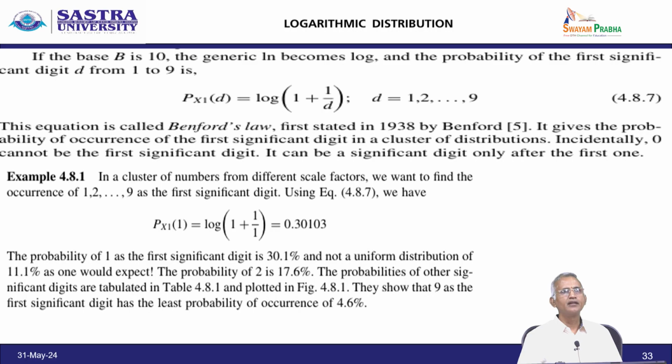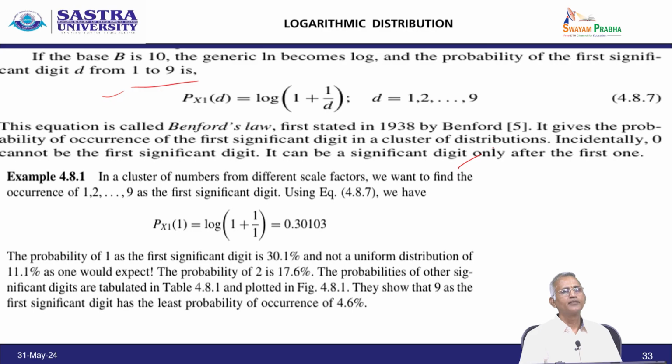If the base b is 10, the generic ln becomes log, and the probability of the first significant digit d from 0 to 9 is p of x1 of d equal to log of 1 plus 1 by d, where d equals 1 to 9. This equation is called Benford's law, stated in 1938. The probability of occurrence of the first significant digit is a cluster distribution, and 0 cannot be the first significant digit.